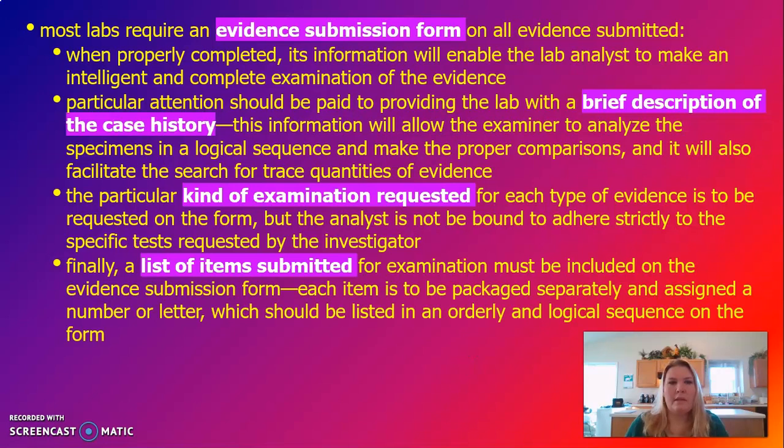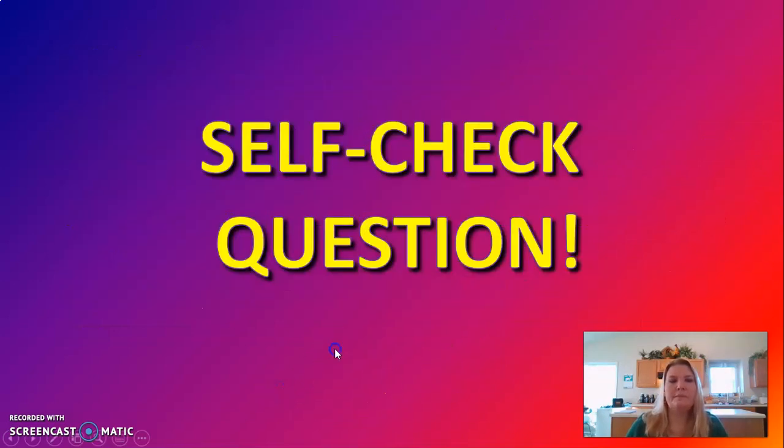All right, and then a list of all the items submitted has to be included. So that knife that was on that particular evidence submission form, if there were other forms of evidence other than that knife, each one would get its own form, and then there would be a master list that would say, hey, I'm submitting these 5 forms, let's say, if we have 5 pieces of evidence.